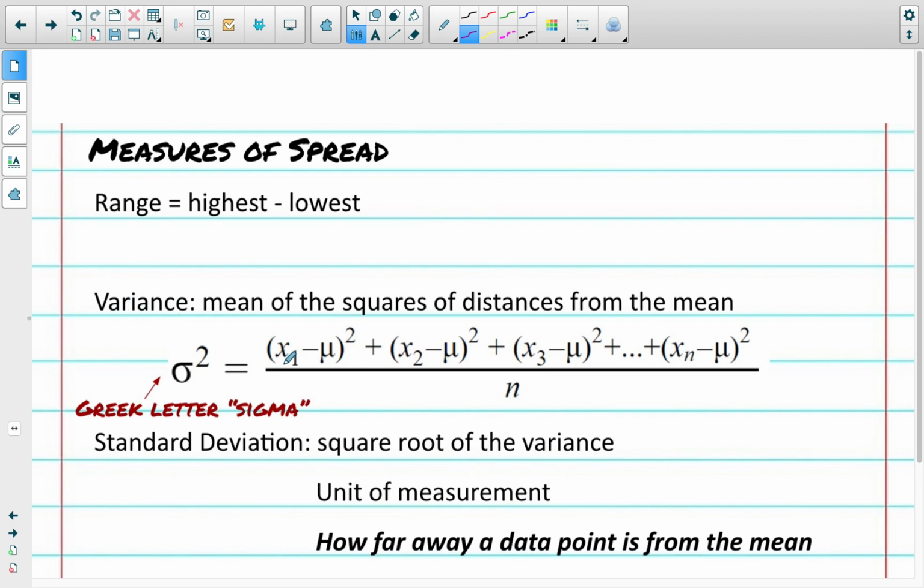Okay, it's a little messy, but I'm only going to have us calculate it by hand one time in this video, and then I will show you in class how to use your graphing calculator to do this for you.